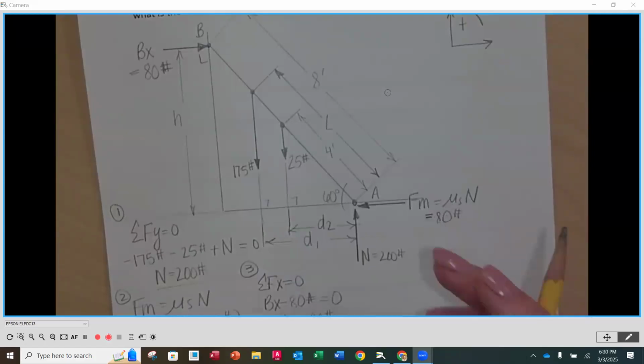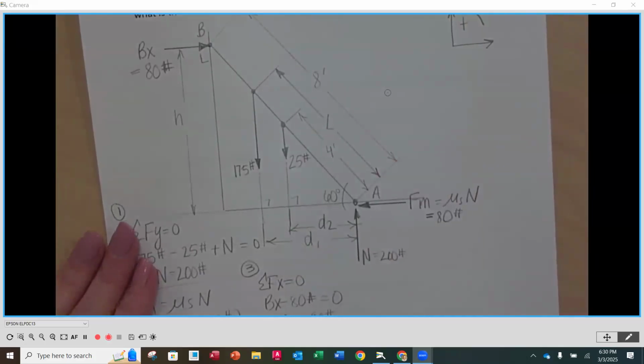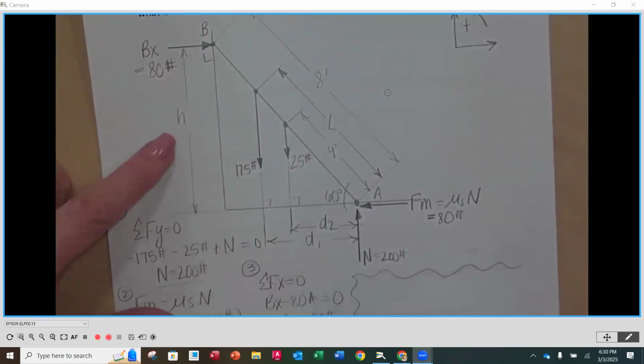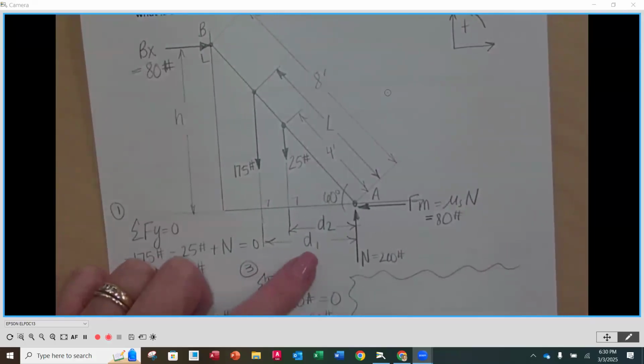Now, if we think ahead, we need to know these values for H, D1, and D2. We want actual numbers because we need to find L. We want to get down so that L is our only unknown. So that means we're going to determine the magnitudes of H, D1, and D2.